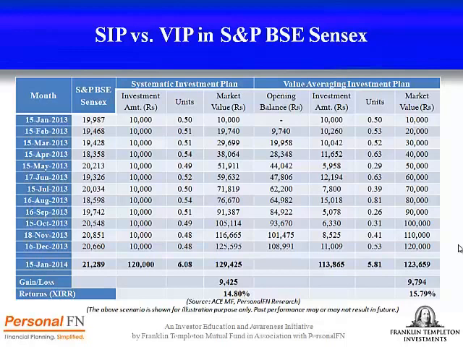So at the end of 12 months, you have invested rupees 1,20,000 by adjusting the market returns, but the actual money that is debited from your bank account is rupees 1,13,865. And if we compare the gains on the total investment, then we can see that VIP has managed to offer slightly better returns than SIP.